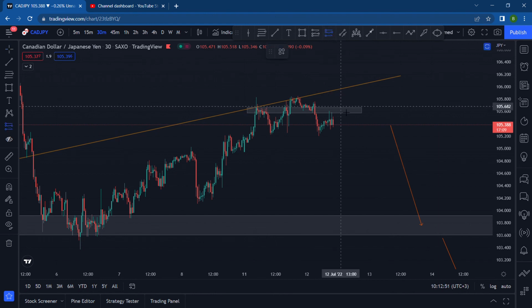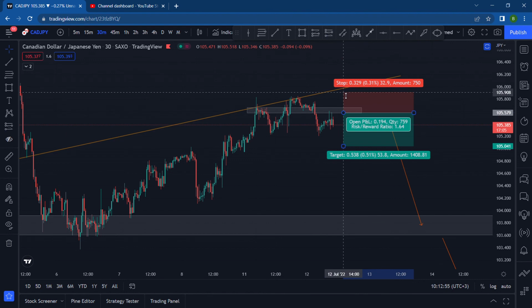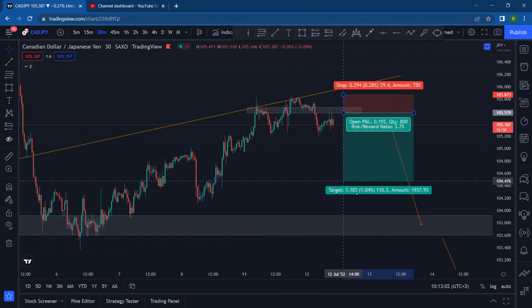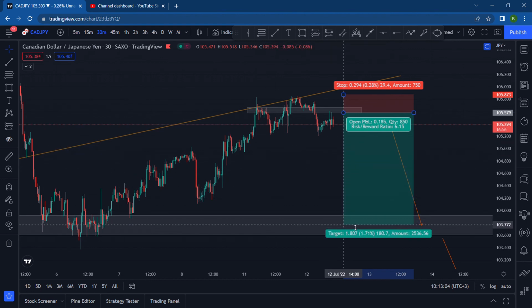I'm already in my trade, so this was my entry. My stop loss was around here, 29 pips. My take profit is supposed to be here, 180 pips.